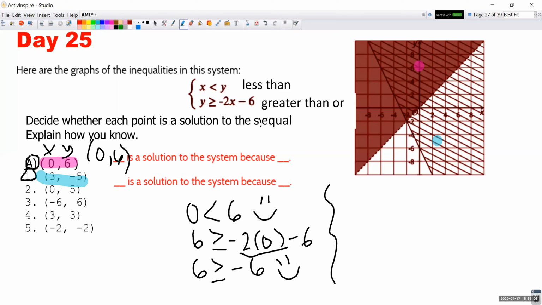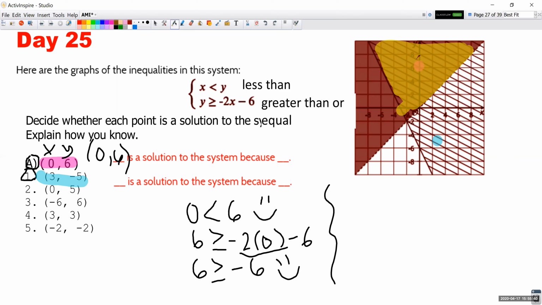Do you see graphically that blue point does not fall in the shaded region where it overlaps the lines and the burgundy? It's on the side where the lines are, but it needs to be in this top portion. I'm going to use yellow. It needs to be in this part right here, and it's not. So I know 3, negative 5 is not a solution. But I'm going to show you algebraically why it doesn't work.